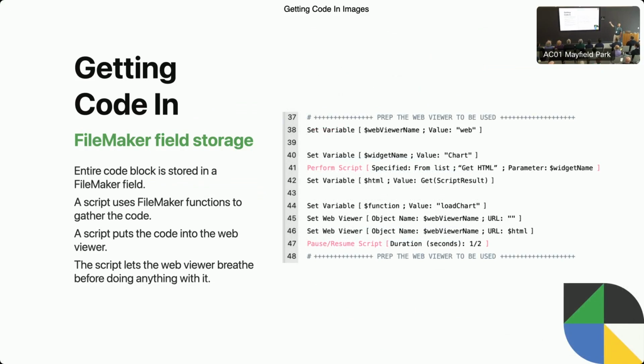We first name the web viewer. We give it a name there on line 38 because the script step that performs JavaScript needs to know the name of the web viewer. Then on line 41, I run a subscript to go get the HTML. I get it back, and then I push it into the web viewer on lines 45 and 46.